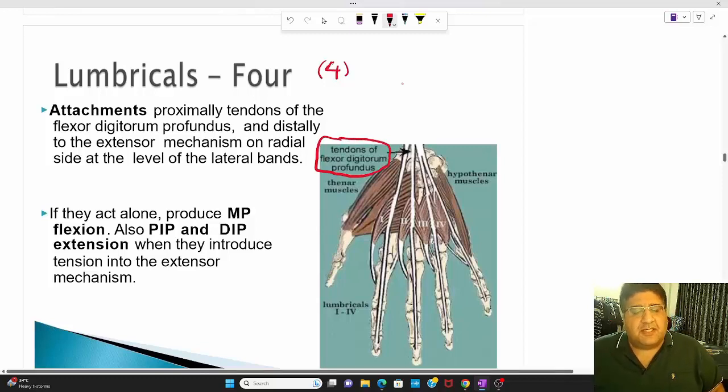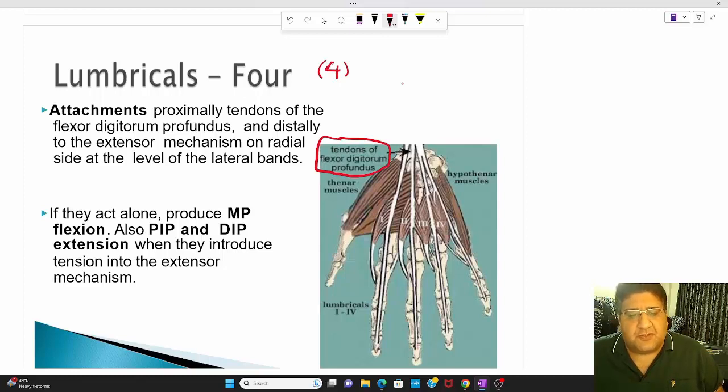It is taking an origin from a flexor tendon, and that too a tendon of flexor digitorum profundus. So you have 4 lumbricals. In fact, they're in 4 groups, first and second, third and fourth, but let's not talk about that. So you have 4 lumbricals which are coming from flexor digitorum profundus. I'm sure you all can see that.